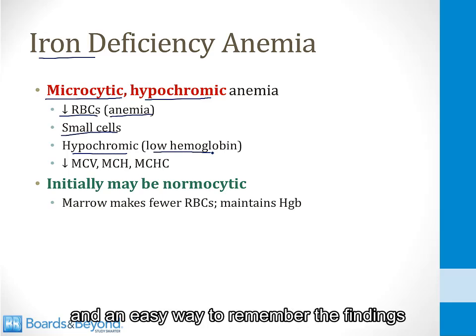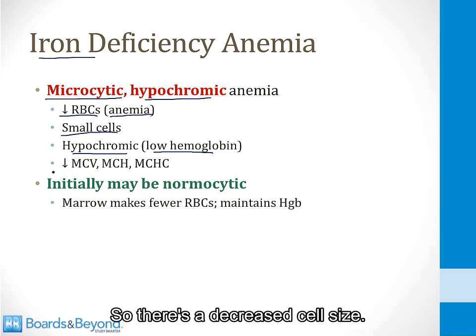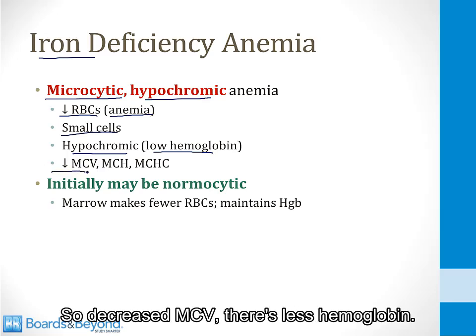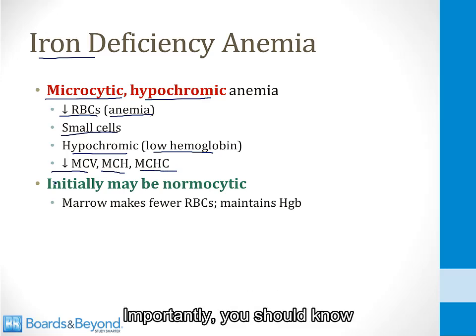And an easy way to remember the findings when you perform red blood cell indices is that they are all low. So there's a decreased cell size, so decreased MCV, there's less hemoglobin, so there's a decreased MCH, and there's also a decreased MCHC. Importantly, you should know that initially an iron deficiency anemia may be normocytic.